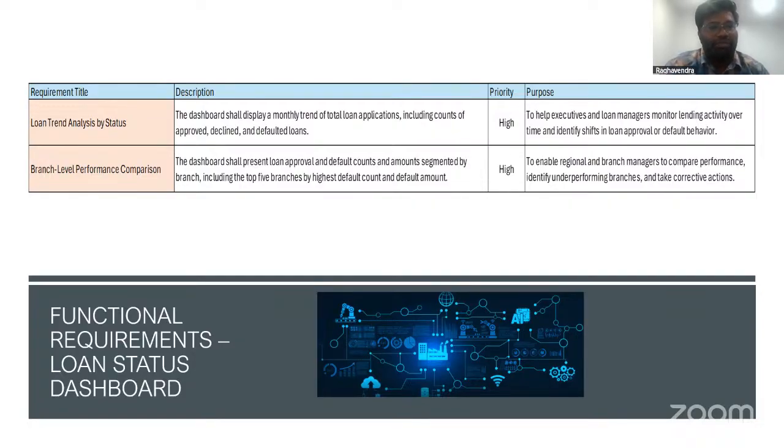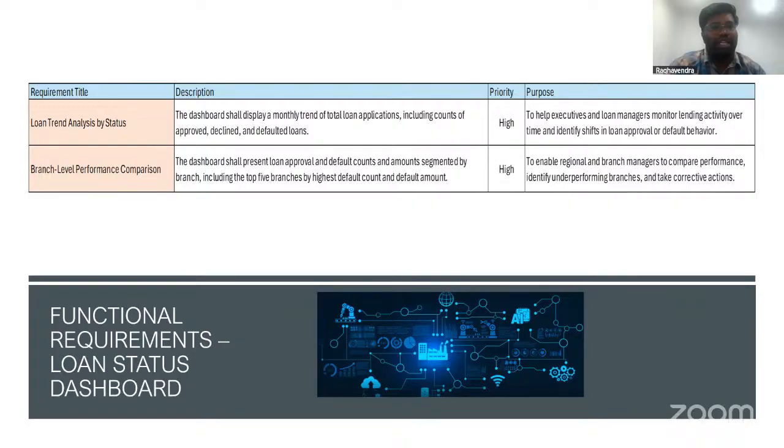And it is also a high priority for our dashboard. It includes the counts of approved, declined, and default loans. It gives the trends as per the months. Like Sapna asked me a question about checking the status for just 1 month. So you also have this loan trend analysis for a month, a quarter, or a year, depending on how they want to interpret.